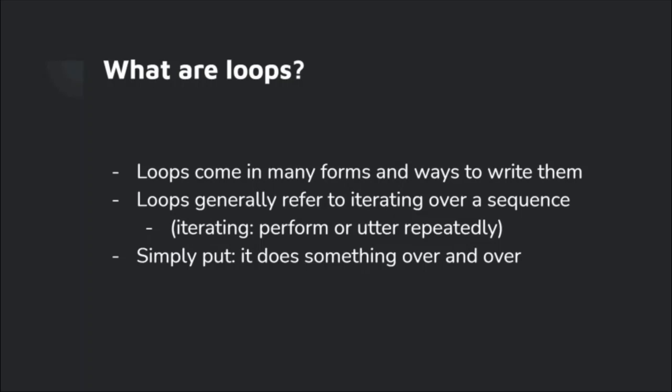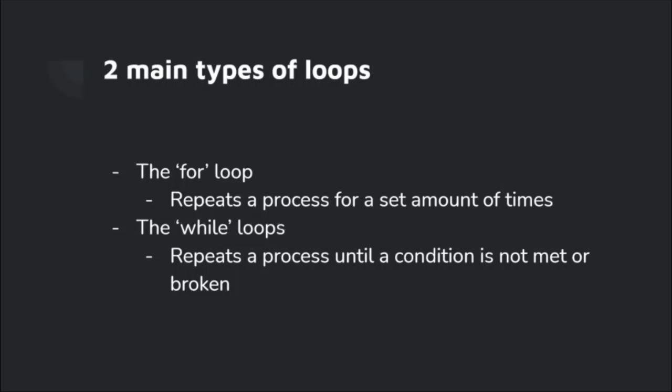To start off, we need to know what loops are. Loops iterate over a sequence, or in other words, they repeat something over and over without having to copy and paste your code. Generally, there are two types of loops. There's first the for loop, which repeats something a set amount of times, and there's also the while loop, which repeats something until a condition is not met or is broken.